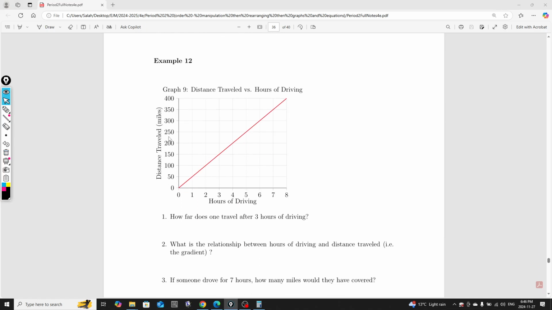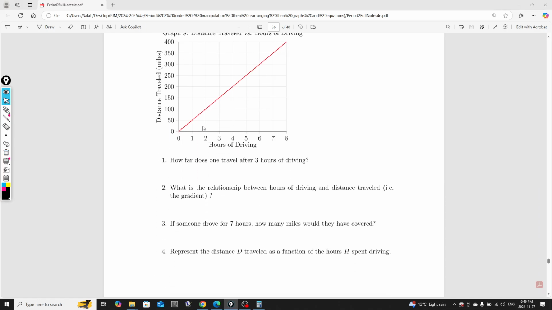Okay. Number 12, so now we're looking at distance traveled versus hours of driving. So how far does one travel after 3 hours of driving? Well, at 3 hours of driving, it looks like we've traveled 150 miles. There you go, that's the answer, right? After 1 hour of driving, it's 50. After 2 hours of driving, it's 100. After 3 hours of driving, it's 150. So 150 miles.